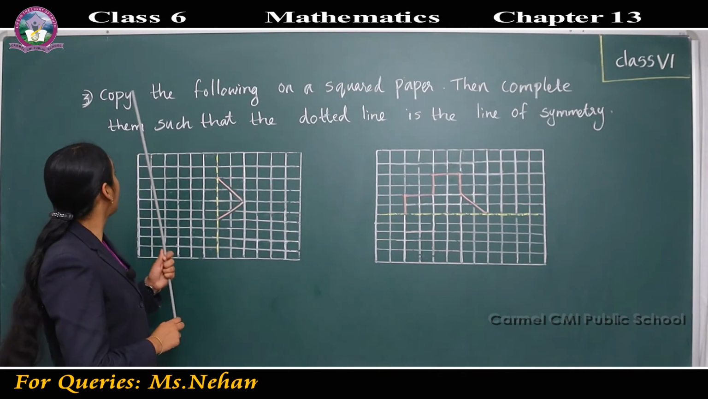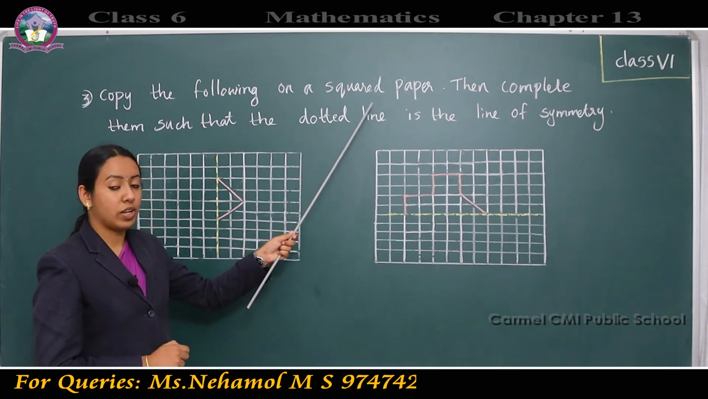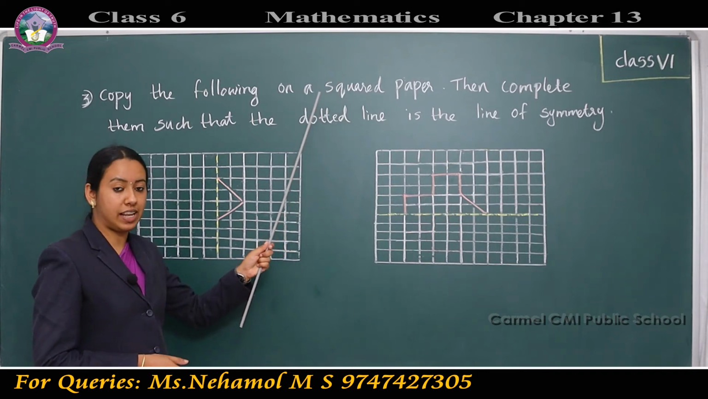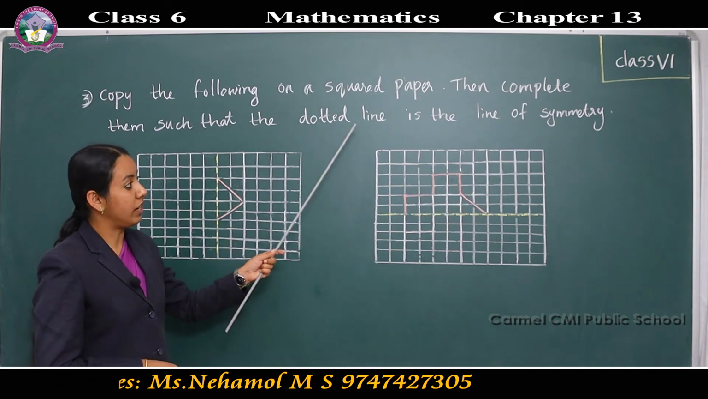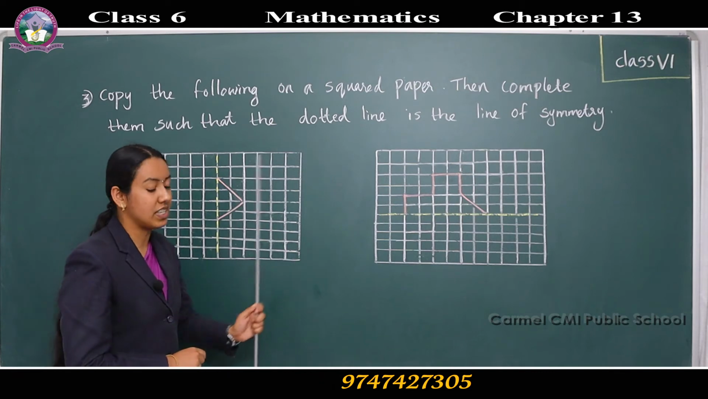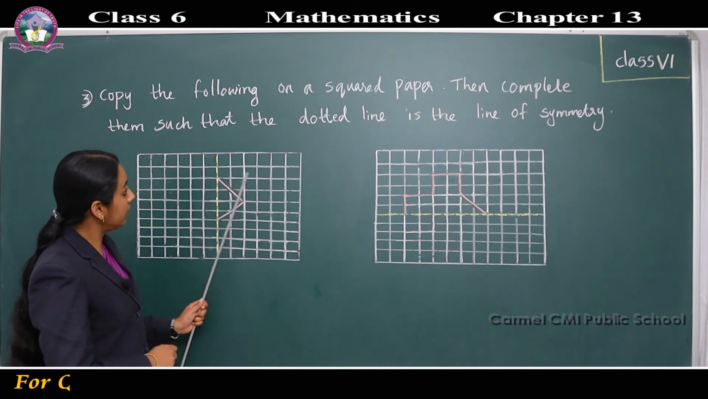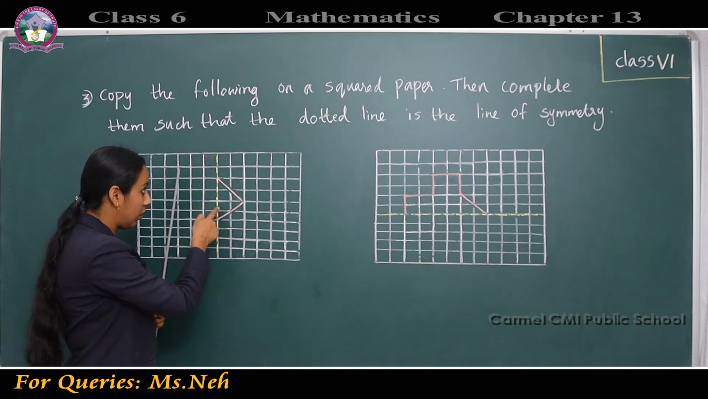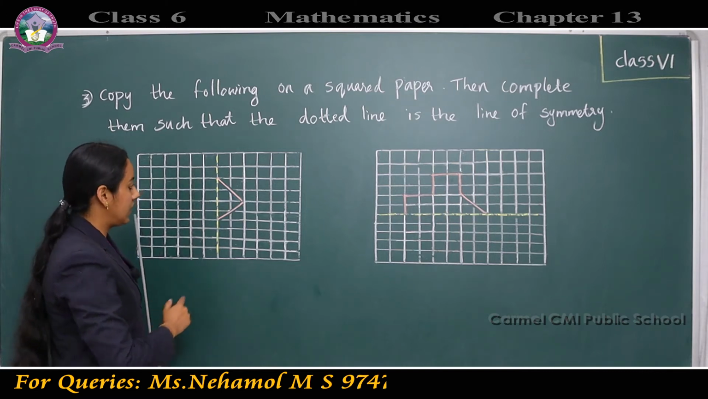Next question. Copy the following on squared paper. Squared paper is what you would have used in your maths notebook in earlier classes. Then complete them such that the dotted line is the line of symmetry. Two pictures are given here. We have to complete the picture such that this dotted yellow line is the line of symmetry. How can we complete it?